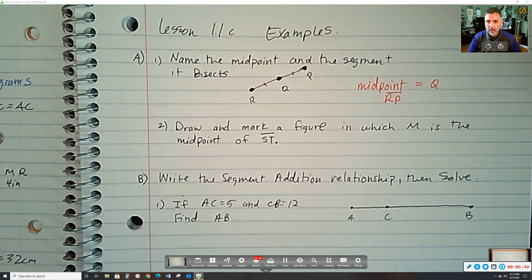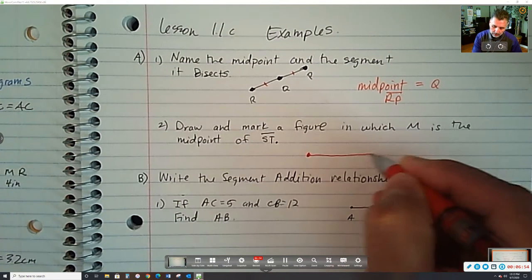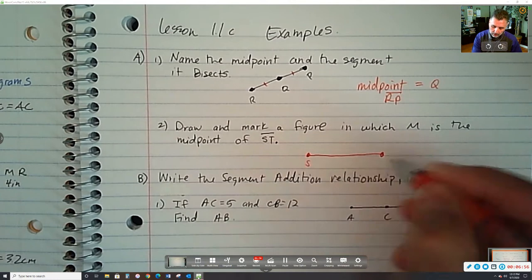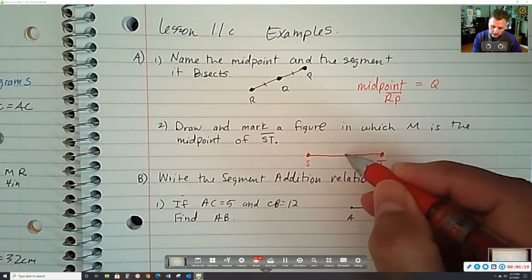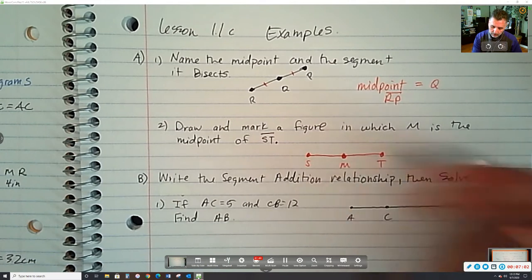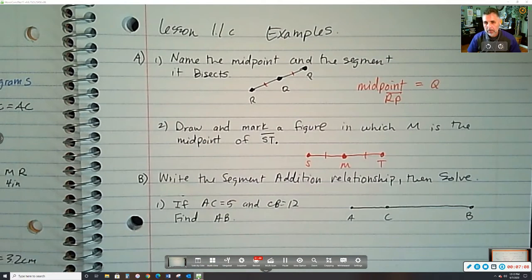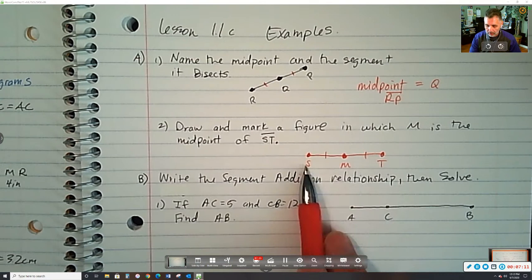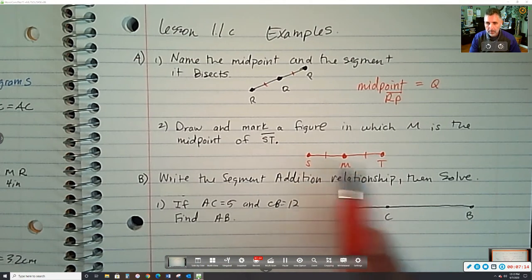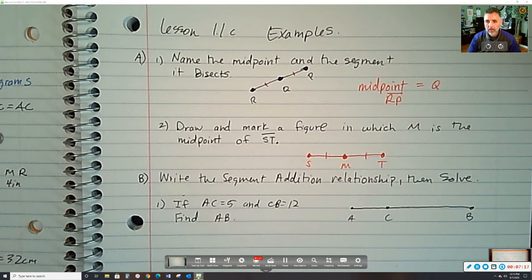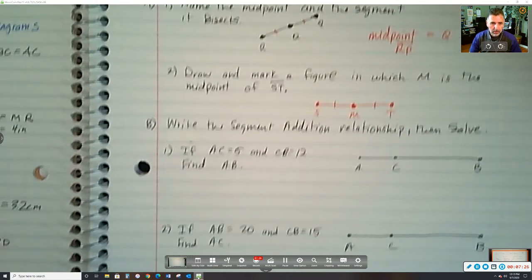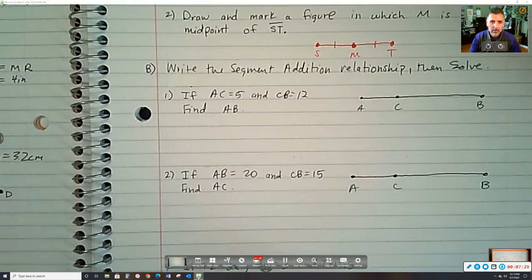Draw and mark a figure in which M is the midpoint of ST. So again, kind of put down a segment, ST, kind of find out where the middle is, M, and then to mark it, that's how we mark it. So I know M is the midpoint of ST because of these marks. Okay, pretty straightforward. And then I'm going to use the segment addition. It's technically a postulate, but segment addition to do these last ones.